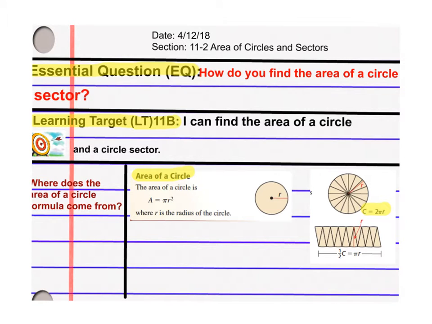This is 11-2, section 11-2. Some of the dates and things are going to be off. It's just really time consuming to try to change the PDF, so we're just going to go with that.